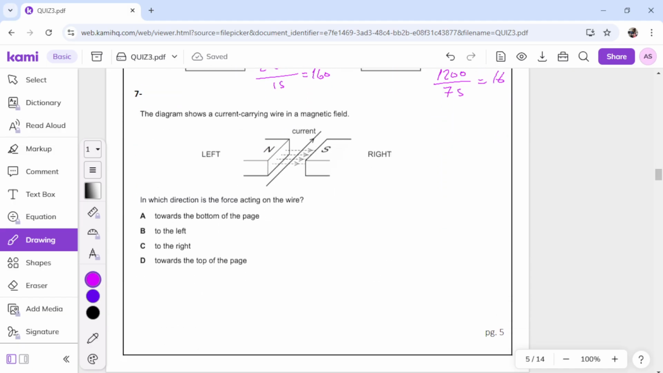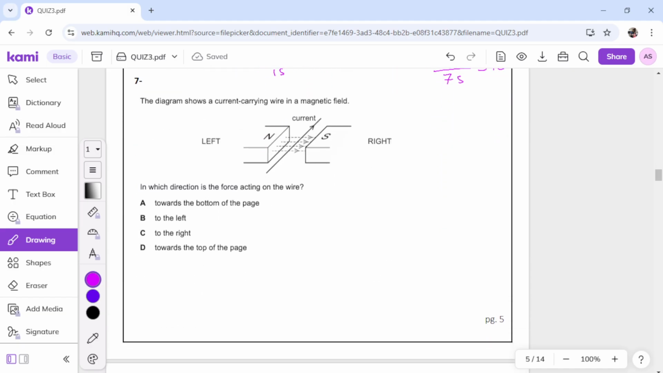Now let's move to question 7. The diagram shows a current carrying wire in a magnetic field. In which direction is the force acting on the wire? Okay, so he asked about the force. So we have to use Fleming's left hand rule.